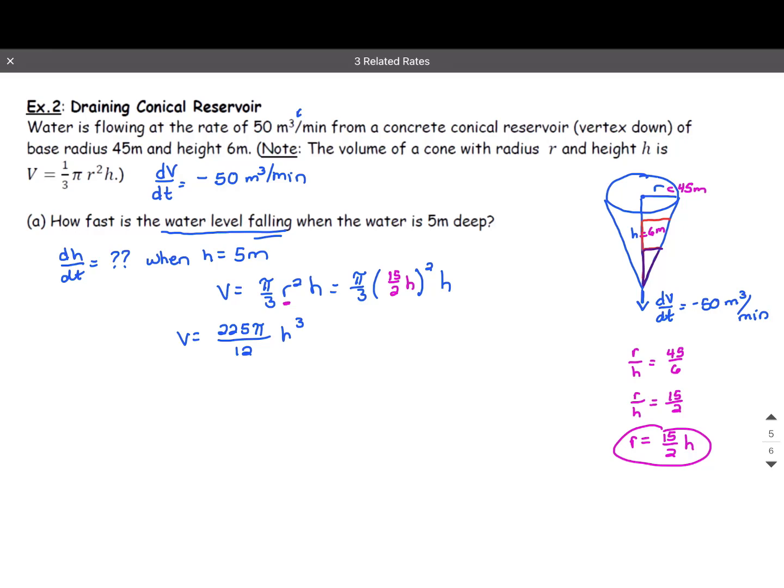Now we should be ready. Actually, we could even simplify that because I'm pretty sure 3 goes in there, right? Wouldn't that be 75 pi over 4 h cubed? It's nice to have smaller numbers if we can.